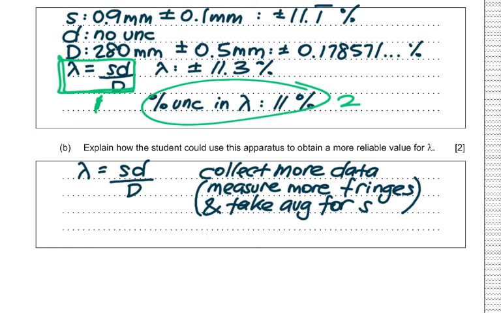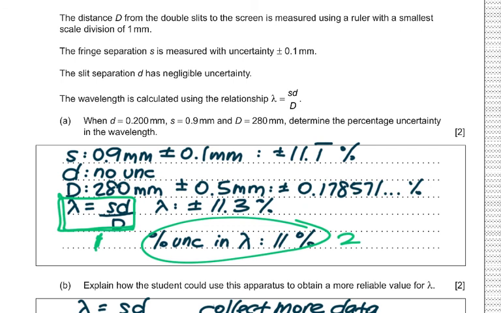Another thing you can do is that the distance from the slits to the screen, the measuring device for measuring that has an uncertainty of, it actually doesn't say what the uncertainty is. What did they say specifically? Yeah, it says measured using a ruler with a smallest scale division of 1 millimeter.